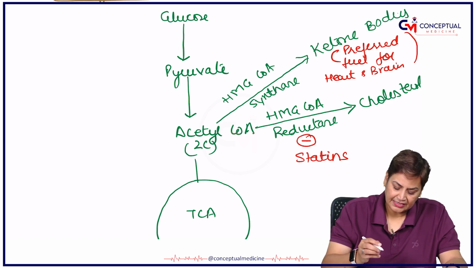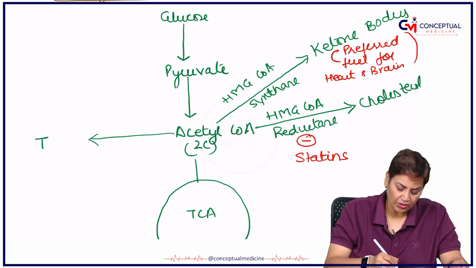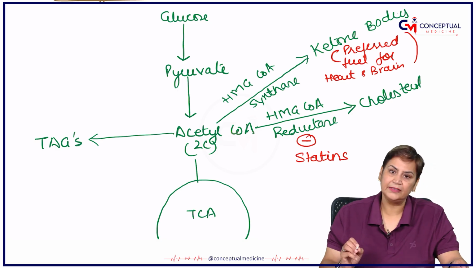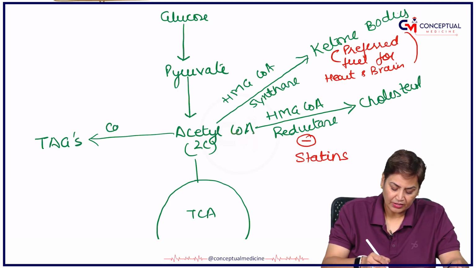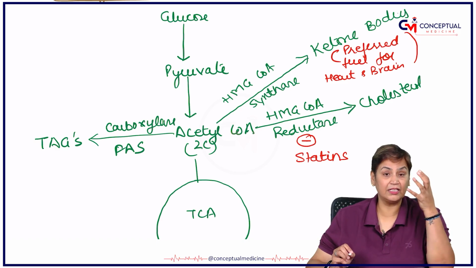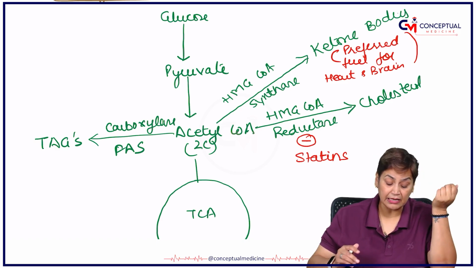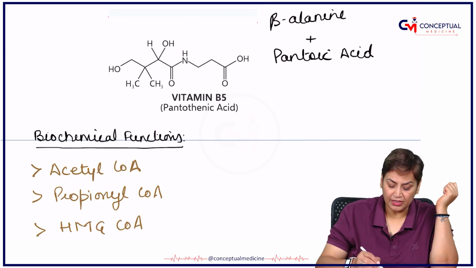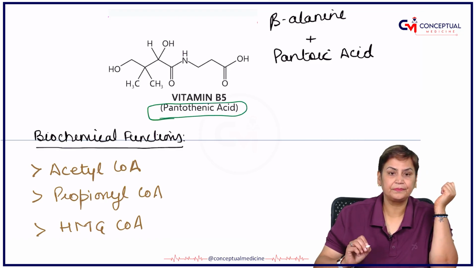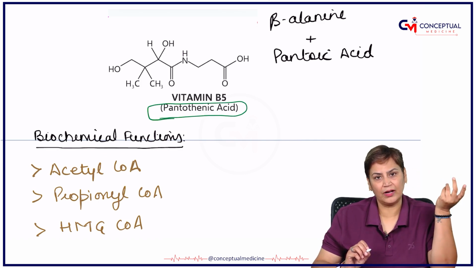Another one is that acetyl coenzyme A is the precursor of fats also, or triacylglycerol, where the enzymes are carboxylase and fatty acid synthase. So you can just imagine that this coenzyme A, which is coming at so many places, is none other than your pantothenic acid. Very important. So these are the biochemical functions.